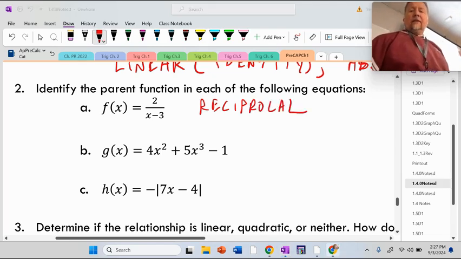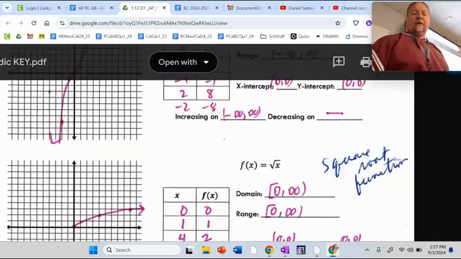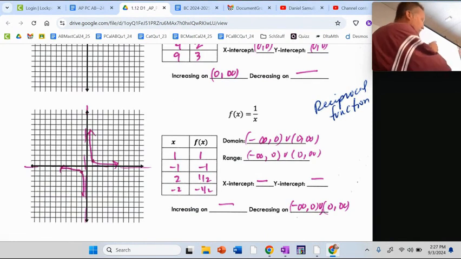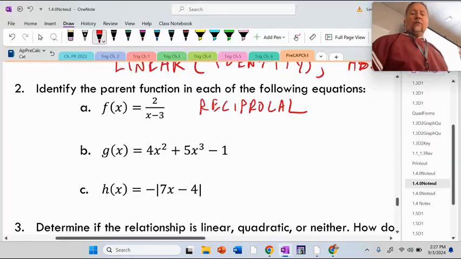Let me hit the note key here and then go down to that. It's called the reciprocal function. You can see it written over on the right. But really, they're called rational as well. We'll call it that when we get to it. What's the next one? Letter B.